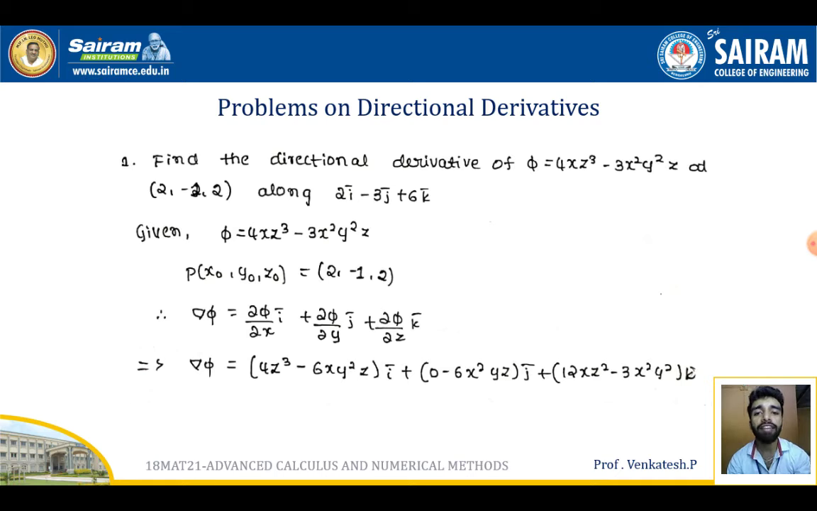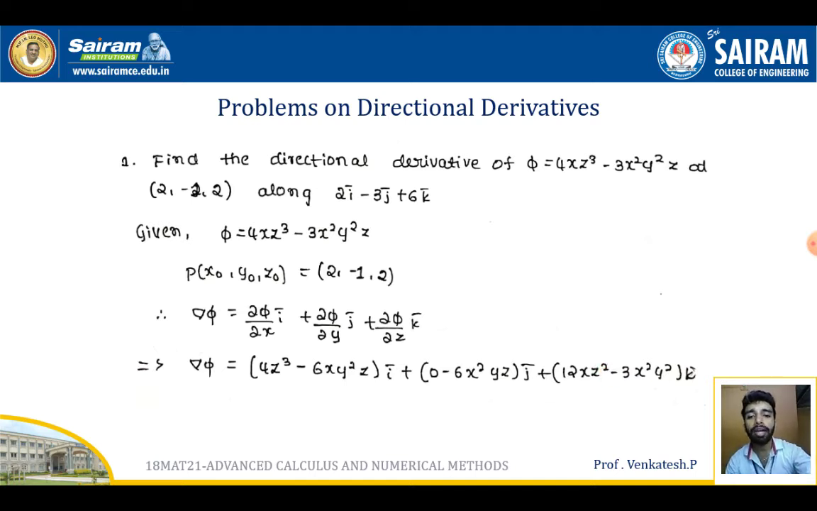To find the directional derivative, we must have the gradient of phi. So I am going to find the gradient of phi, which is given by dou phi by dou x i cap plus dou phi by dou y j cap plus dou phi by dou z k cap. Differentiating phi with respect to x, I will get 4z cube minus 6xy square z i cap. Finding dou phi by dou y, I'll get 0 minus 6x square yz j cap. Finding dou phi by dou z, I'll get 12xz square minus 3xy square k cap.